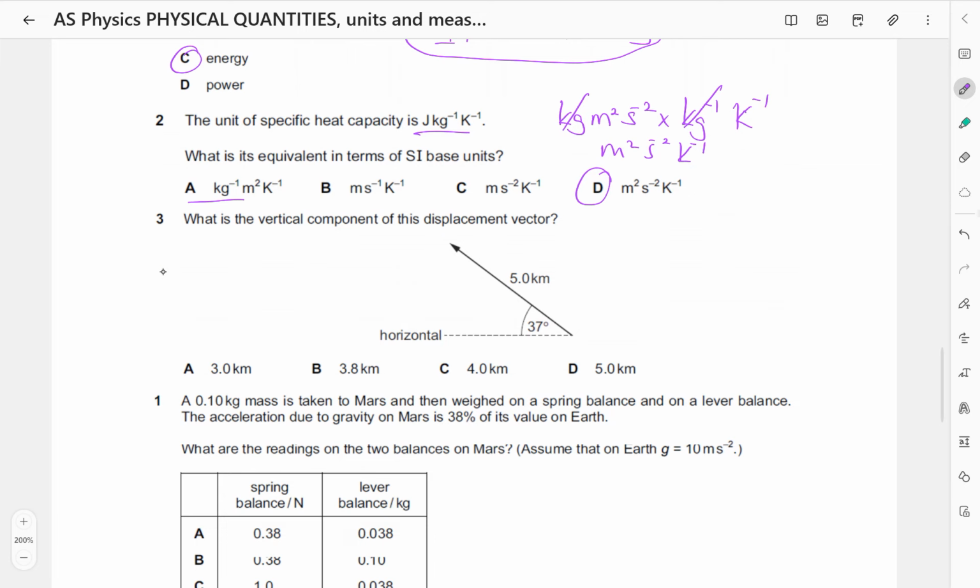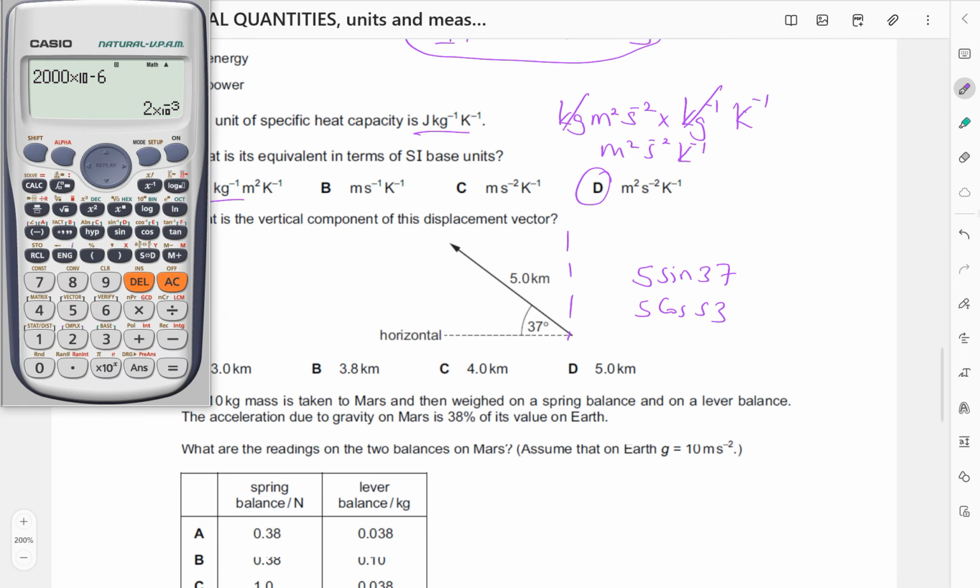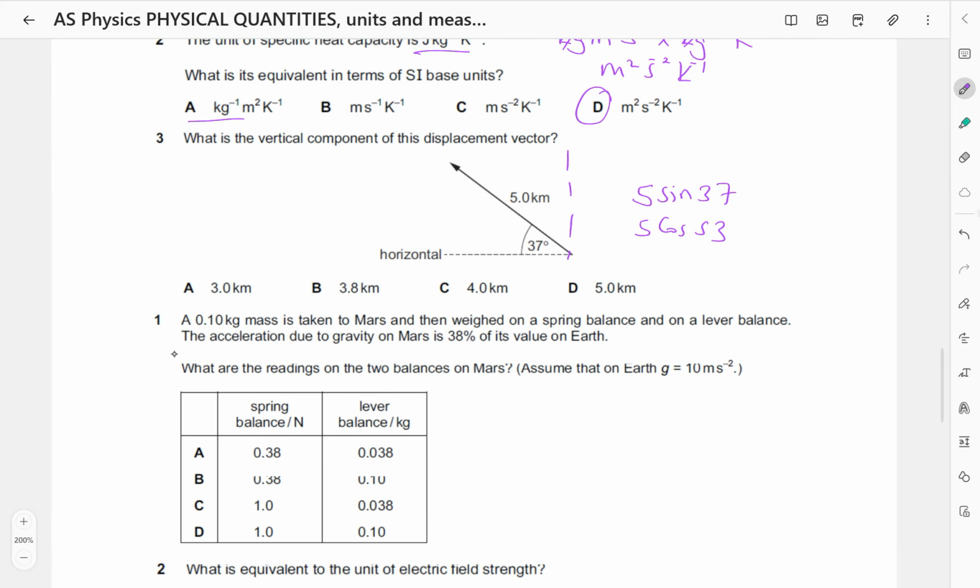What is the vertical component of this displacement vector? We resolve 5 into the vertical, so that will be 5 sine. In the vertical it will be sine 37, or I can say 5 cos, but this will be cos of 90 minus 37, which is 53. So 5 sine of 37, which is 3, or I can say 5 cos 53, which is the same. So this is 3.0. The answer is going to be A.